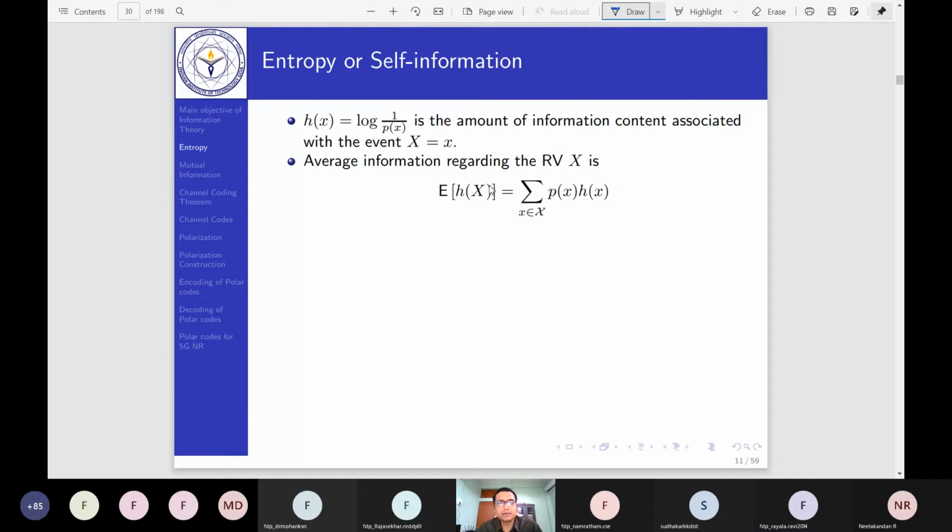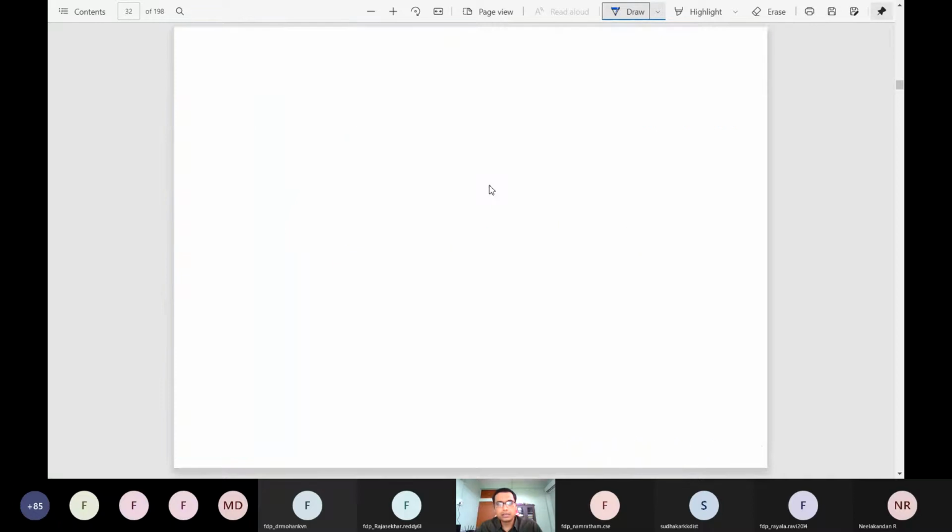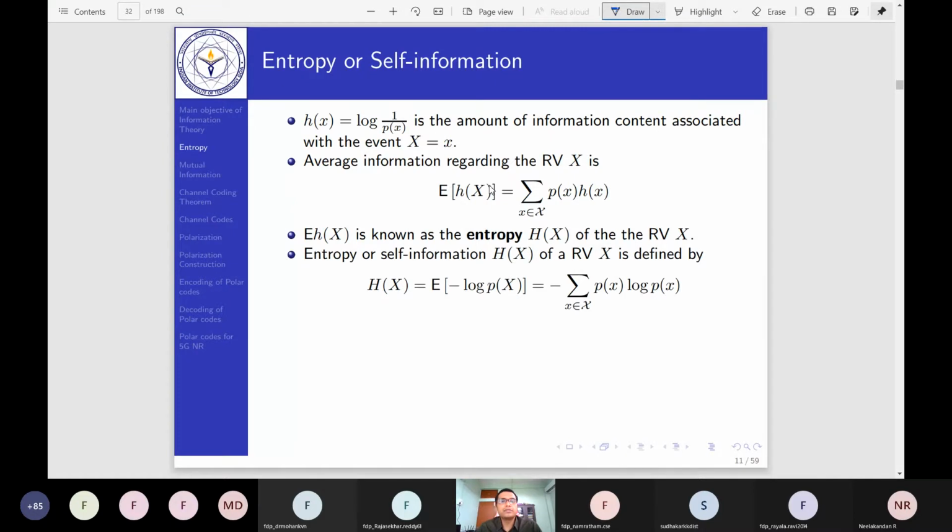This is a kind of random variable, h of x. If you take the expected value, that means we take the average of this function h of x. Then that average is known as the entropy of the random variable x. Formally, we have this definition: h of x is equal to the expected value of negative log p(x).